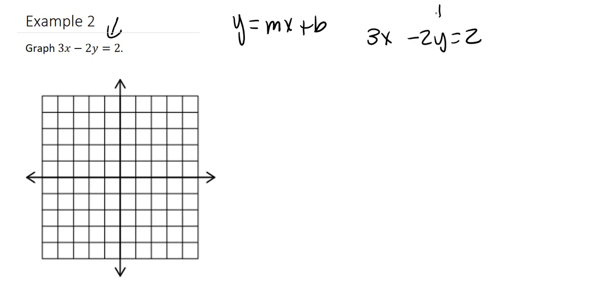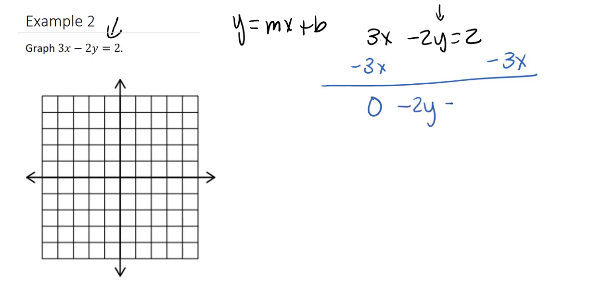So we have 3x minus 2y equals 2. Let's keep y here, but let's move x. In order to do that, we'll subtract 3x from both sides. Now 3x minus 3x is 0. Then we're left with minus 2y equals 2 minus 3x. But let's switch the order. So minus 2y equals negative 3x plus 2. So it's back in that order.